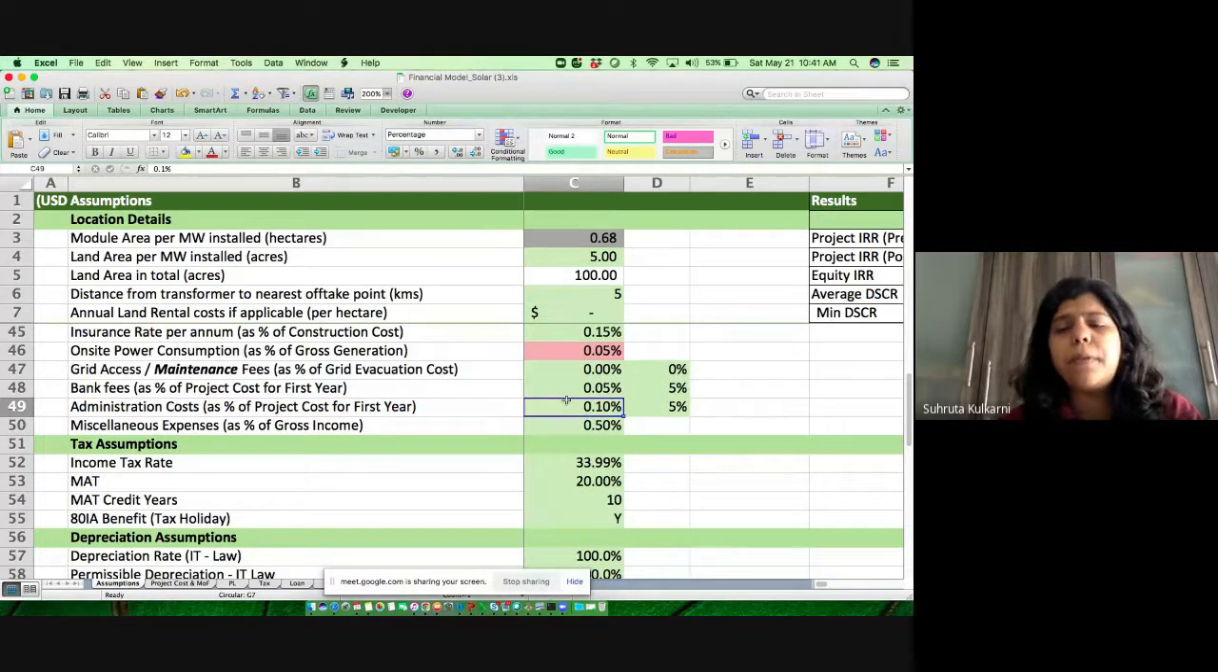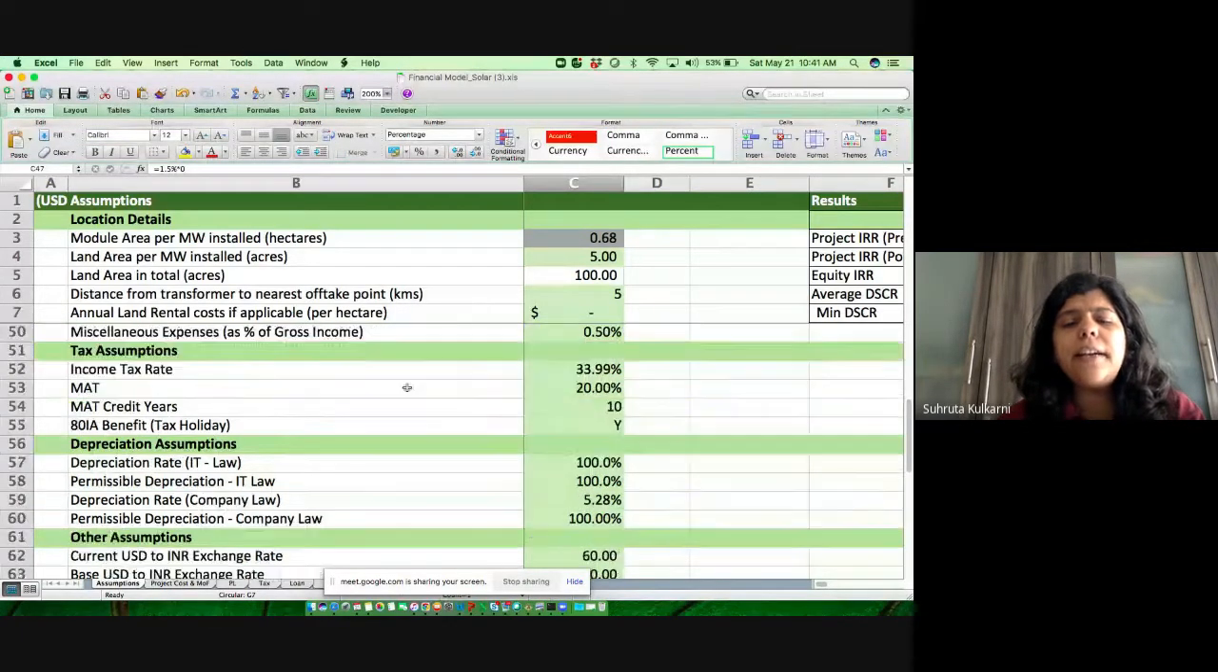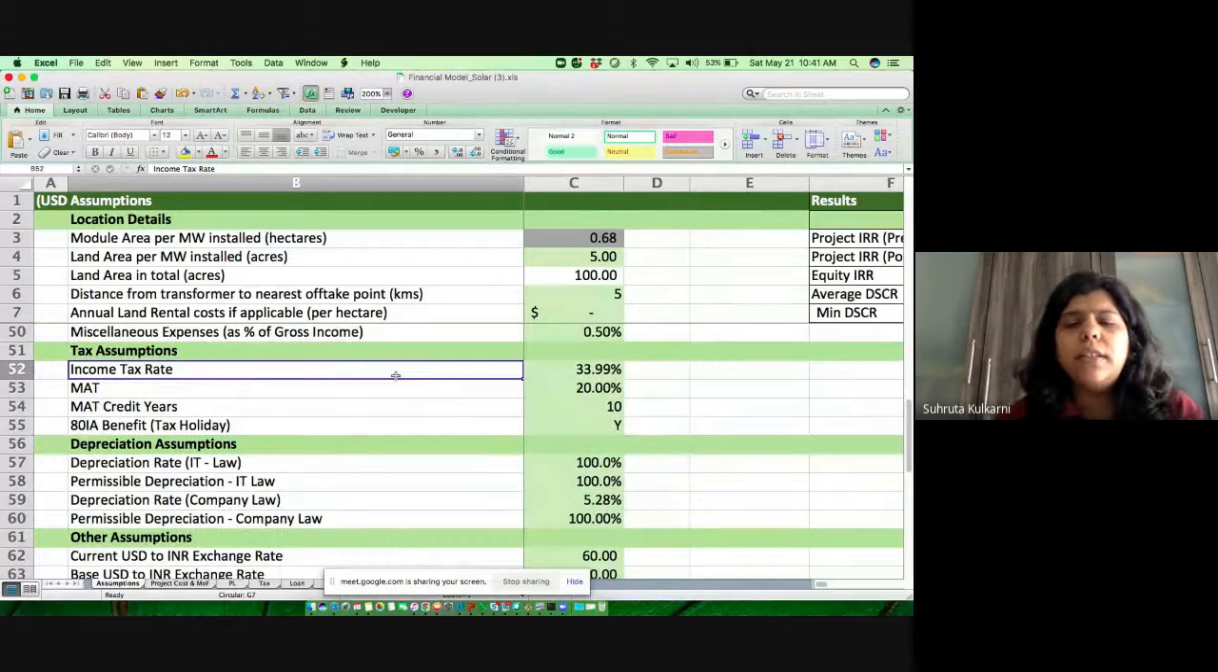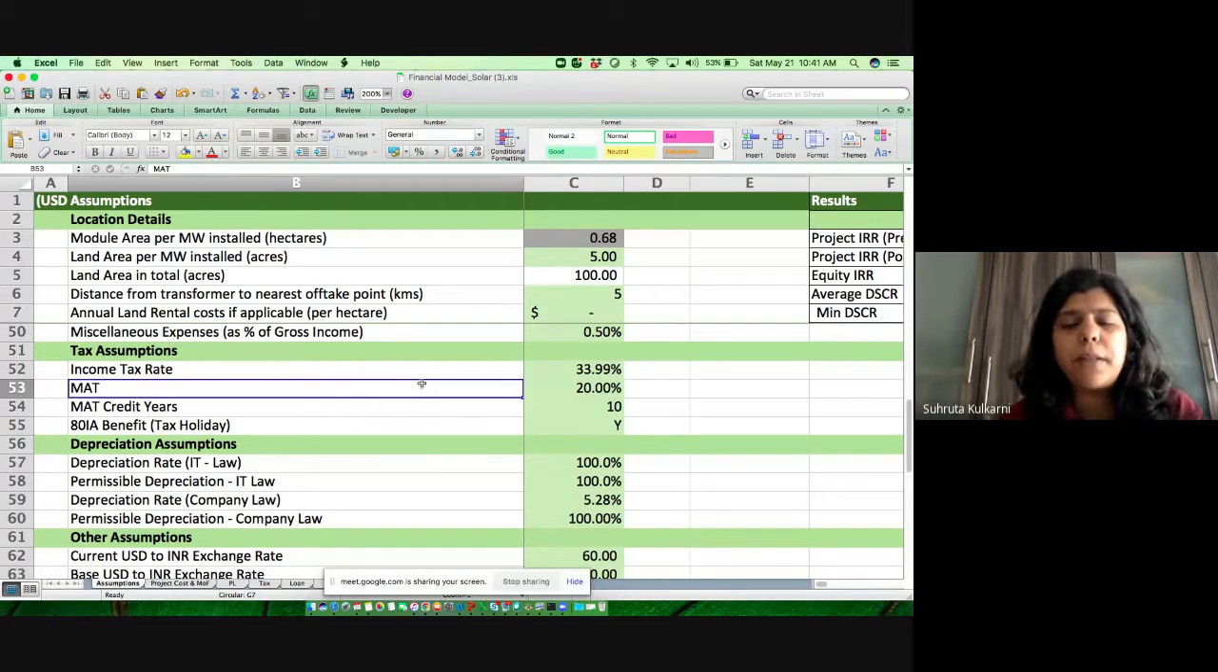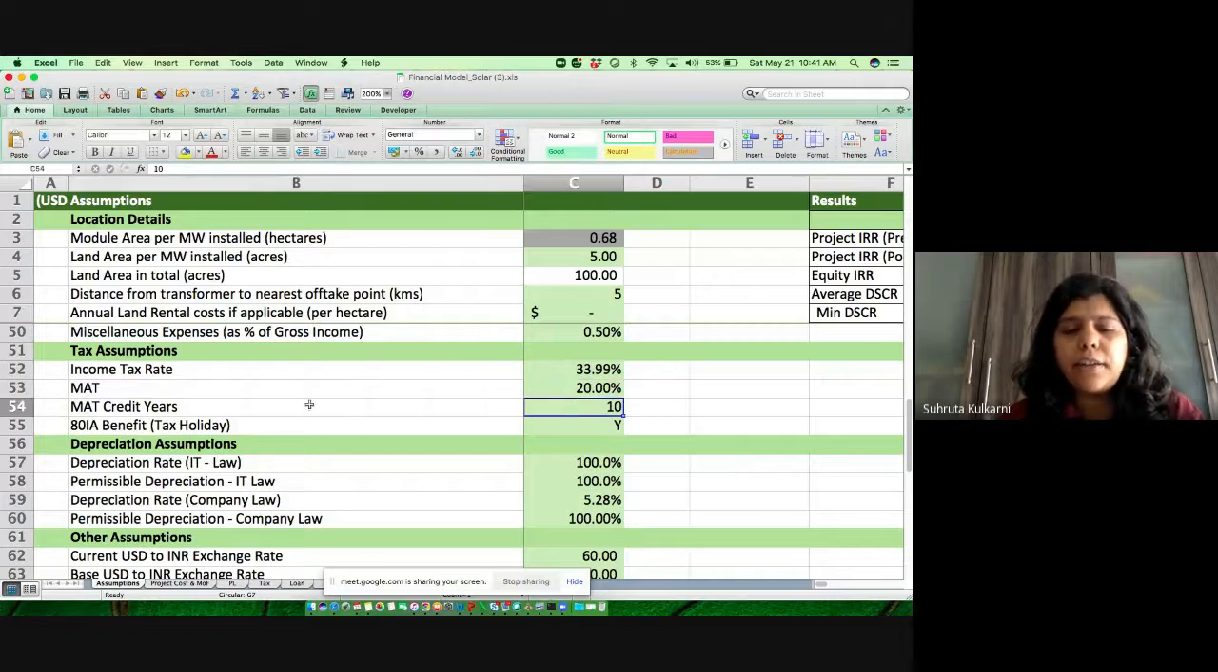As I said, it could be a percentage of something, or it could be a hard figure which you can put over here. Then there are different tax assumptions. So there could be an income tax rate, which the IT is going to charge you. Then if you have to pay a minimum alternate tax, then that is another rate. Then MAT credit, I will take you through what this is.